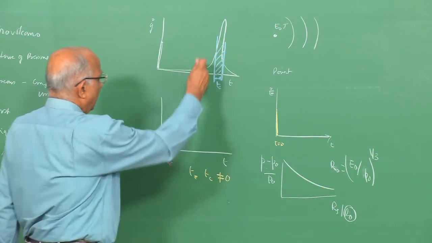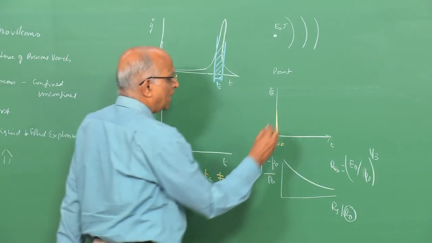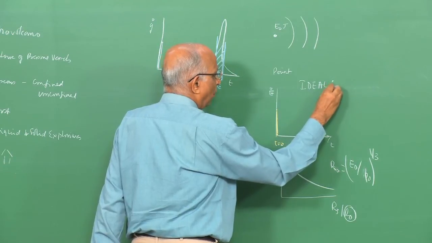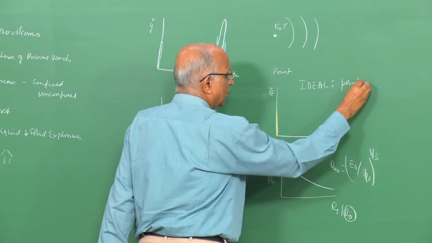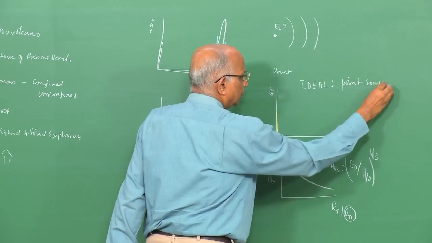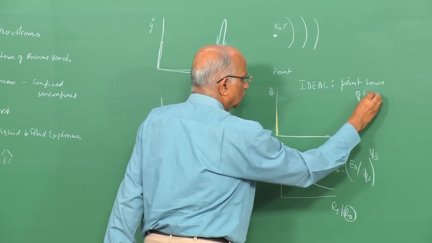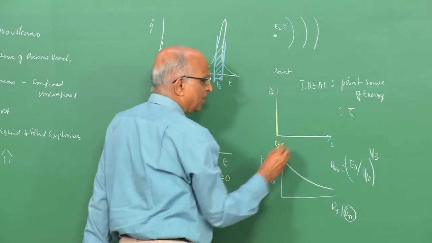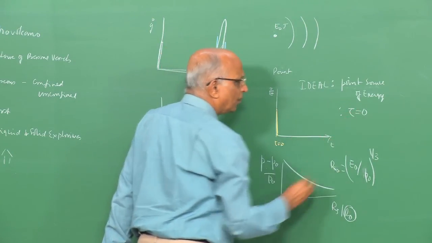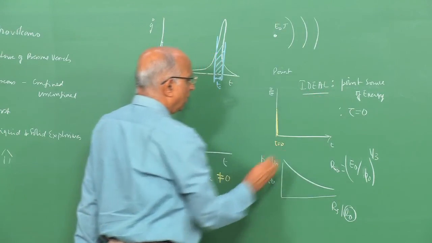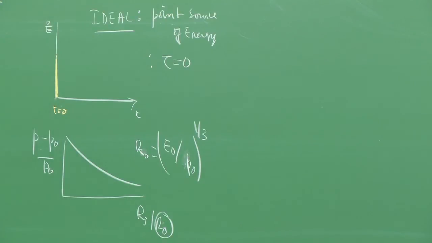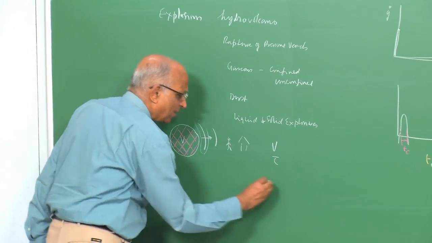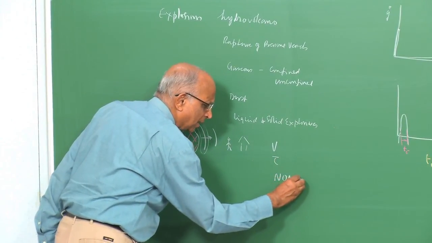Therefore, whatever we did for blast wave was for an ideal case. And what was this ideal case? Ideal case was for a point source of energy, and second, the duration of energy release is equal to 0. This is the ideal case, whereas all the explosions which we studied have a given volume, they have a finite time, and therefore they are terribly non-ideal.